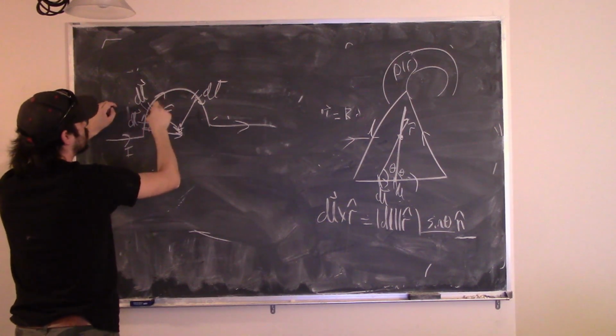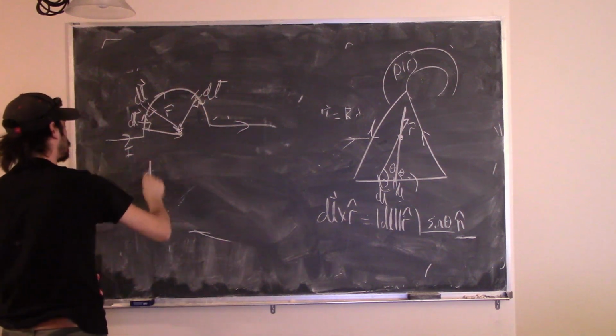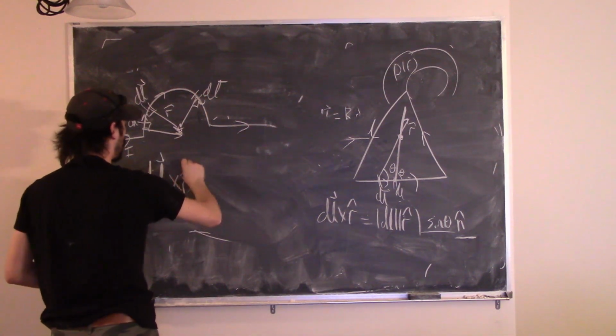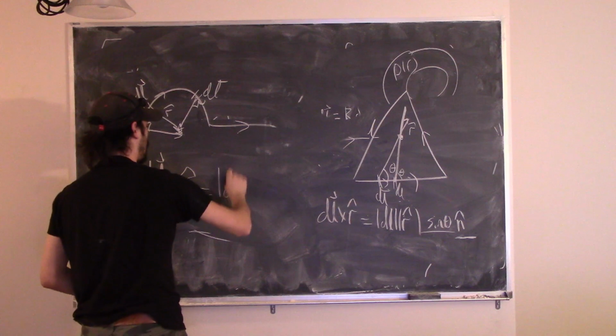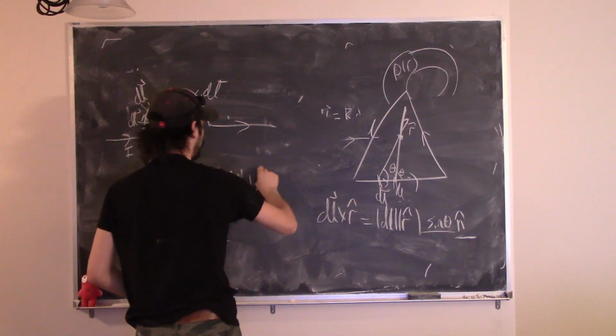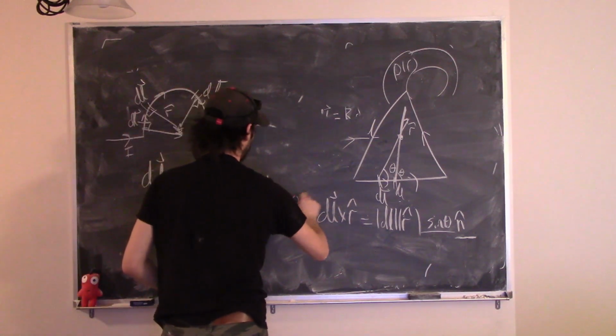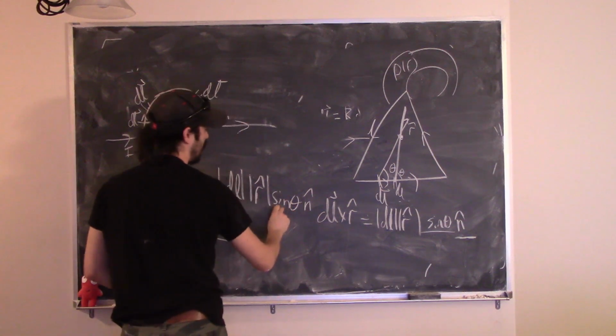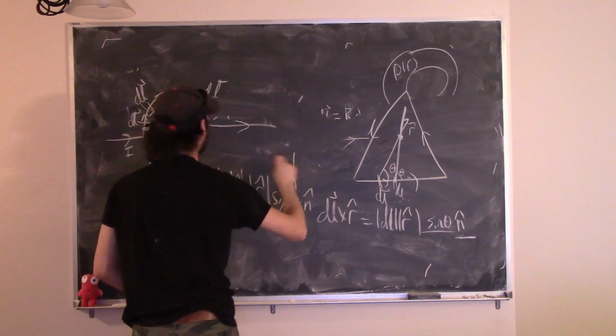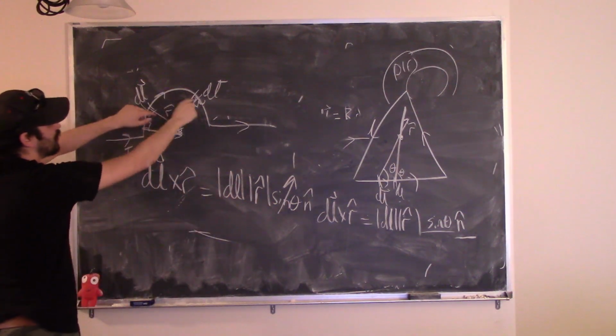All of these, when I take the cross product, dl cross r hat, this is going to give me mag dl, mag r hat, times the sine of the angle between them, times n hat. But the sine of theta is going to be 1, because this is always 90 degrees.